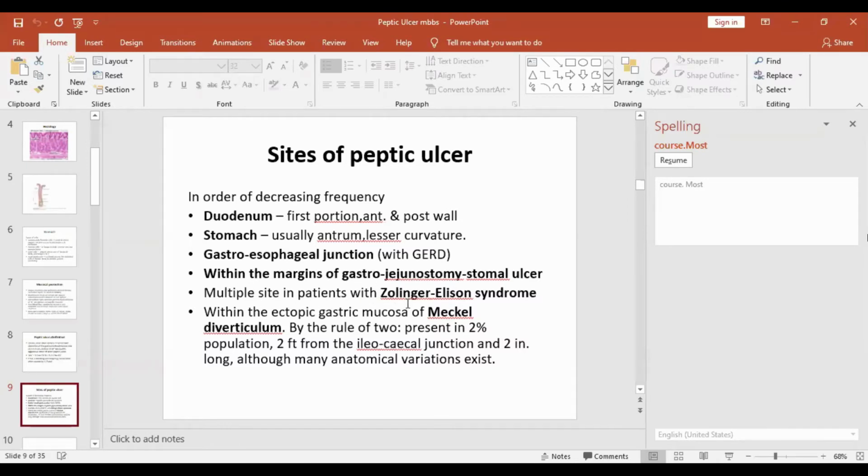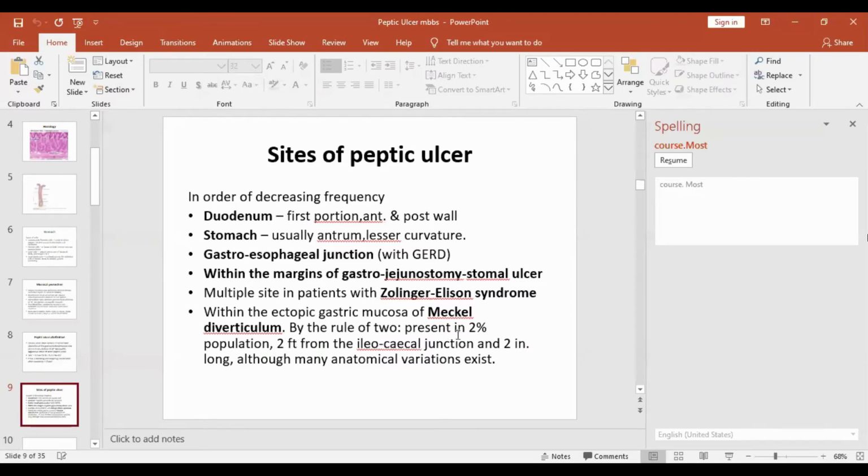Multiple sites in patient with Zollinger-Ellison syndrome, gastrinoma. Gastrin causes HCl production. So if there is a tumor of gastrin producing cells, then it will lead to multiple ulceration in the stomach, duodenum. And last one is ectopic gastric mucosa. Ectopic means gastric mucosa is present in other sites than the stomach. And that is Meckel's diverticulum. It is in the small intestine.